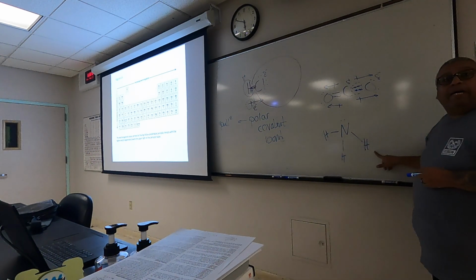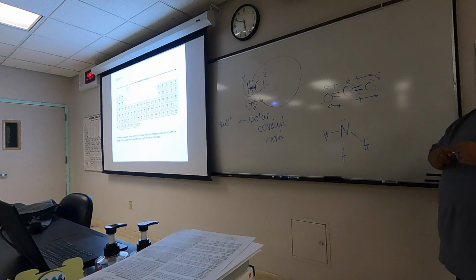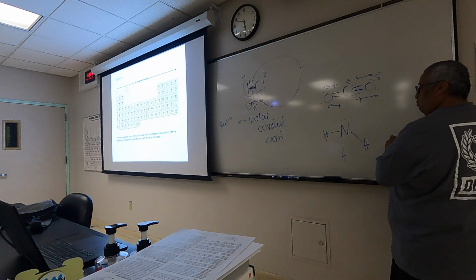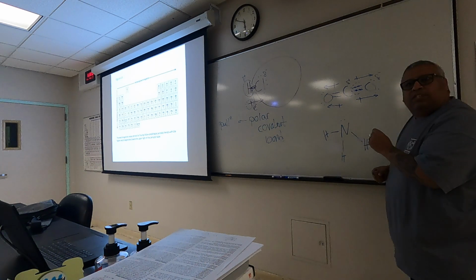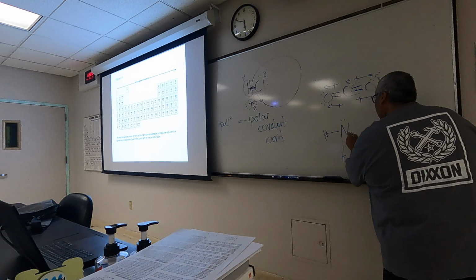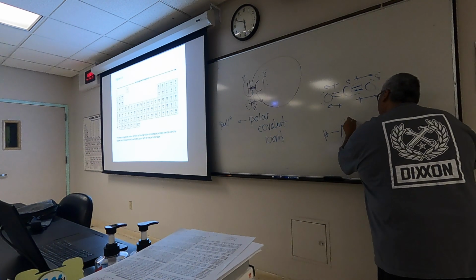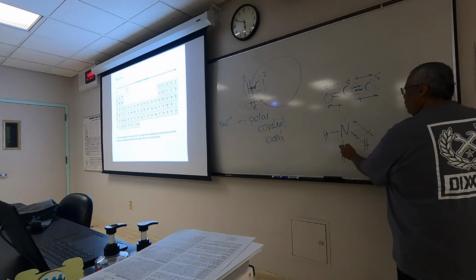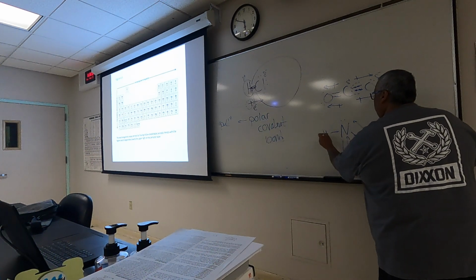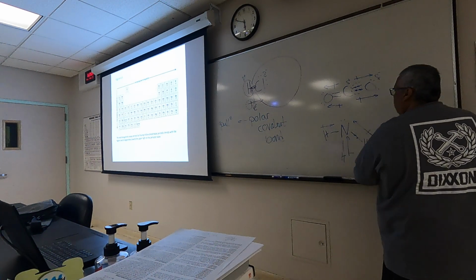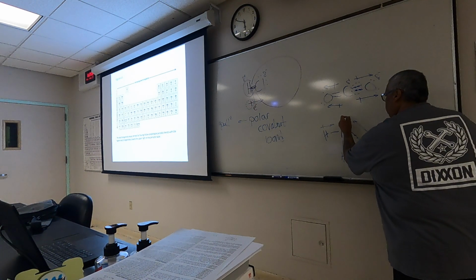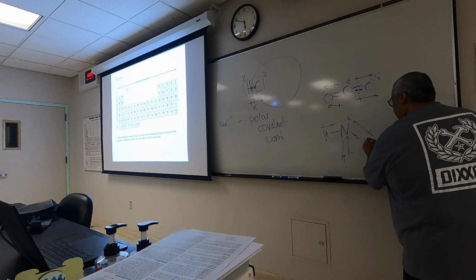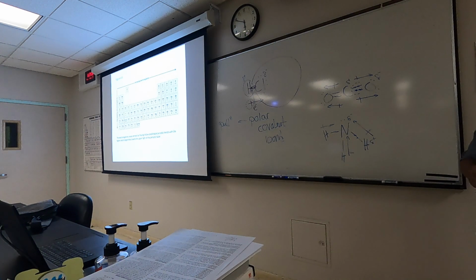Between nitrogen and hydrogen, which one is more electronegative? The nitrogen. So the nitrogen has the stronger pull. So these electrons that are sitting here are being pulled towards the nitrogen. These are being pulled this way. These are being pulled this way. So is the nitrogen partially positive or negative? So this is partially negative, and the hydrogen is partially positive.